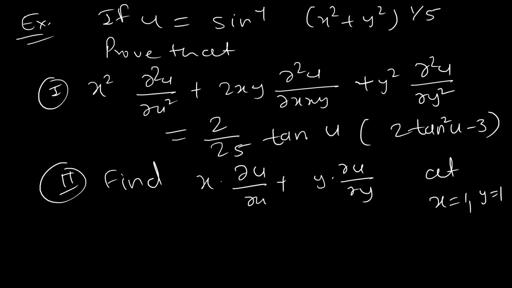Let us solve this. So here our function u equals sine inverse of (x square plus y square) to the power 1 by 5. It is not homogeneous. Why? Because if I use the method of checking whether a function is homogeneous, I cannot take that term t raised to n outside of this. So clearly here we cannot use Euler's theorem.